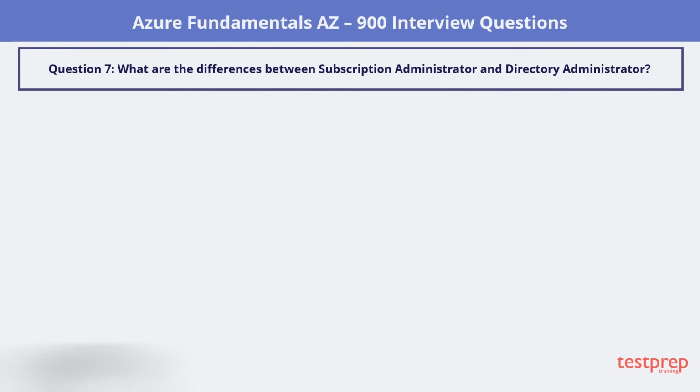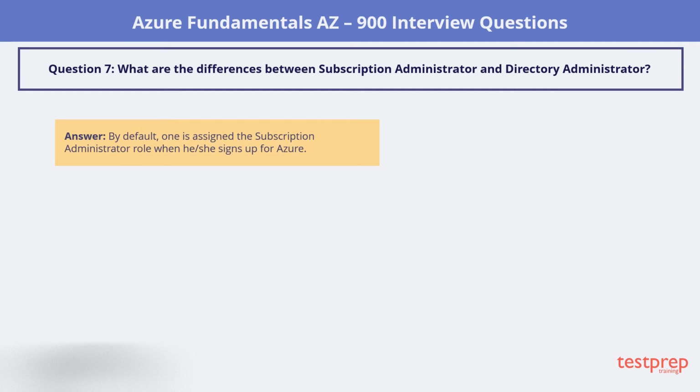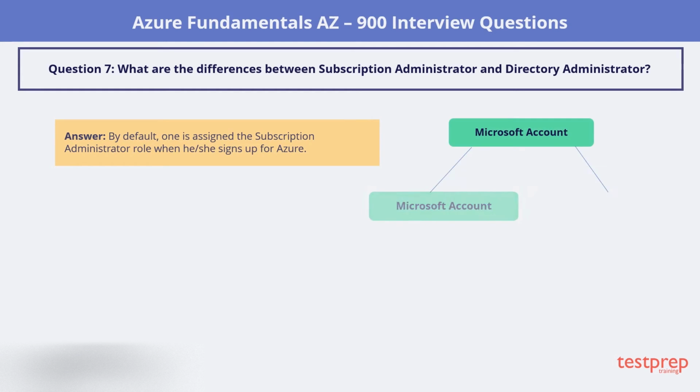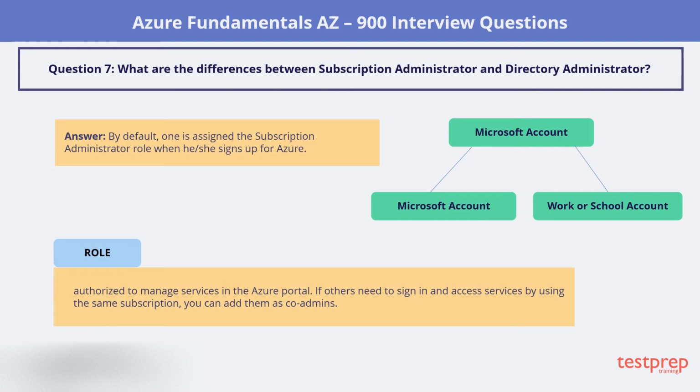7. What are the differences between subscription administrator and directory administrator? Answer: By default, one is assigned the subscription administrator role when he or she signs up for Azure. A subscription admin can use either a Microsoft account, or a work or school account, from the directory that the Azure subscription is associated with. This role is authorized to manage services in the Azure portal. If others need to sign in and access services by using the same subscription, you can add them as co-admins.